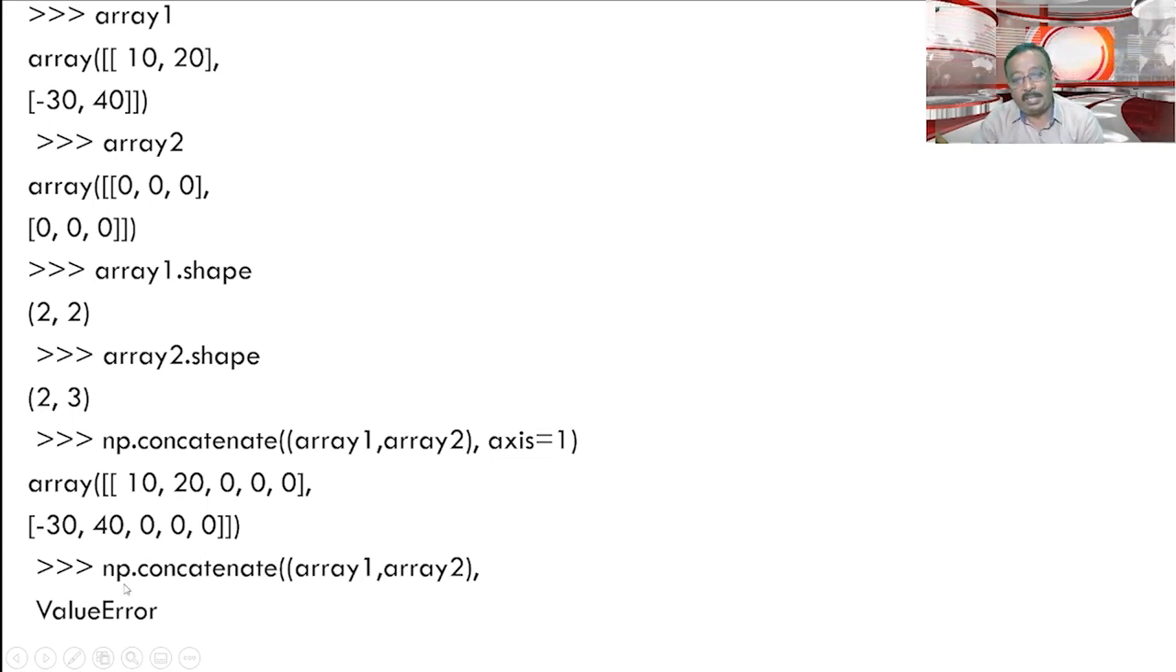But if you try np.concatenate array 1 comma array 2, without this axis equal to 1, that is combining it column-wise, the columns do not match. Here we have two columns, here we have three columns, so it will give you a value error.